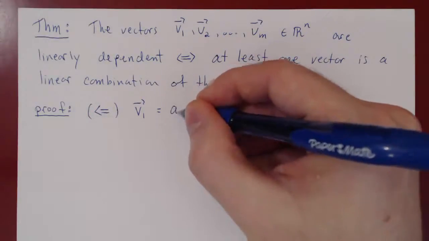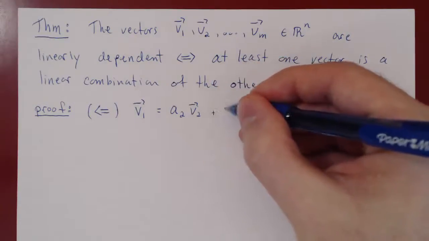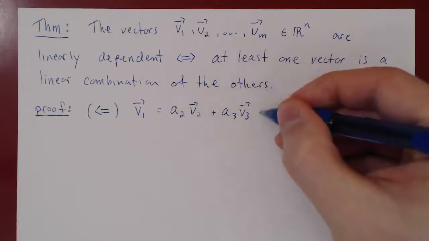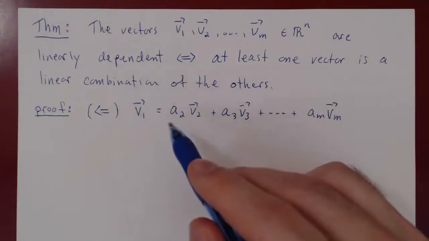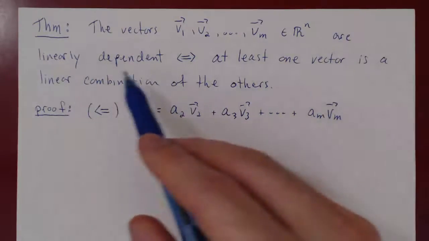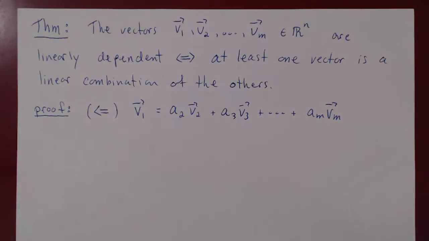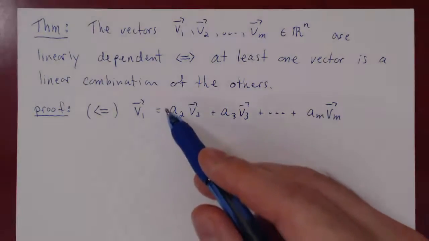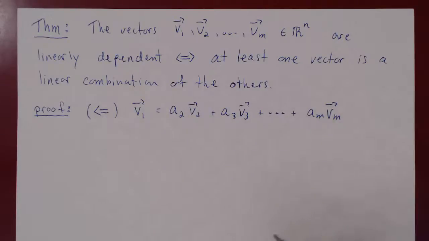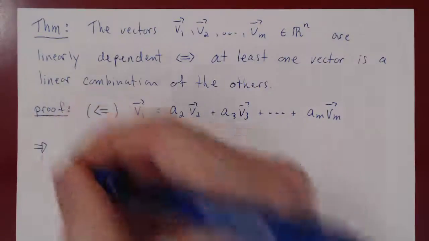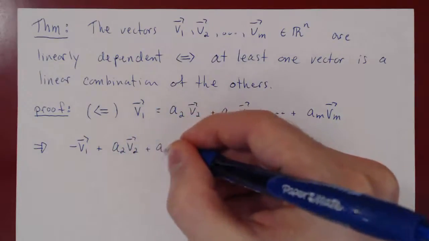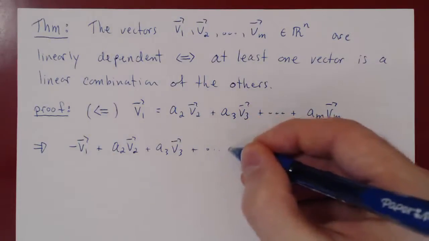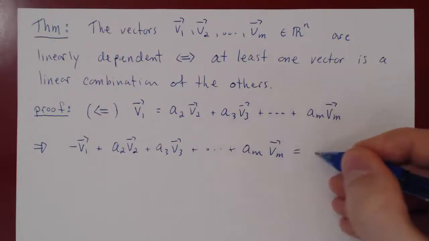So say v1 is equal to some multiple of v2 plus some multiple of v3 up to some multiple of vm. And from this equality, v1 being a linear combination of the other vectors, we want to prove that we have linear dependence. Well, again, this is considering a linear combination of these m vectors giving the 0 vector. All we have to do is send v1 on this side, and we'll get the 0 vector equals negative v1 plus these vectors. So negative v1 plus a2 v2 plus a3 v3 up to am vm is therefore the 0 vector.